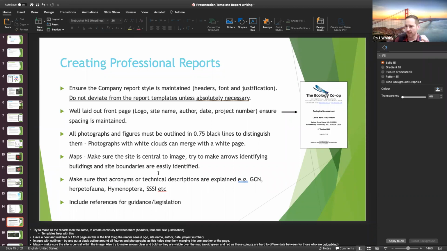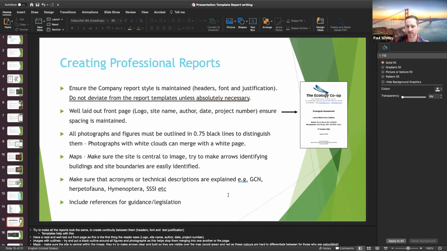Remember, our reports are being read by Joe Bloggs, people who will not understand what a GCN is or what a triple SI is. So make sure you've explained what they are. Once you have, you of course can stick with your technical descriptions or acronyms as necessary, but explain them once clearly and then carry on as necessary.